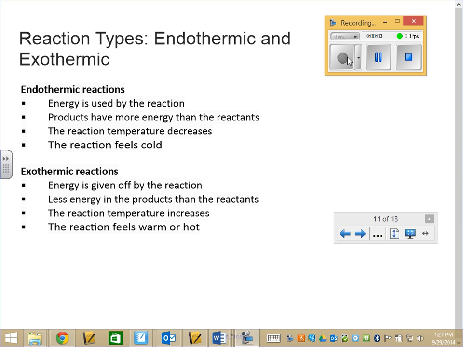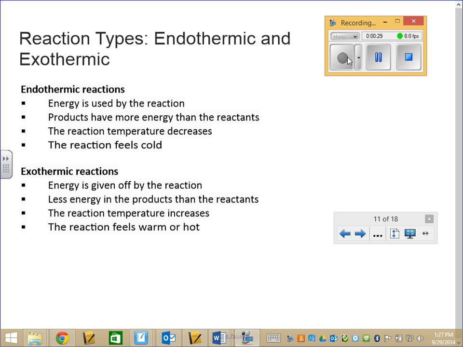So what we have here on the screen are some points about endothermic and exothermic reactions. We're just going to speak about them very briefly. It's not going to be the main focus of our reaction types. That's why I put them at the end here. Under endothermic reactions and exothermic reactions, you'll see that I basically put the same 4 points, but changed the words slightly.